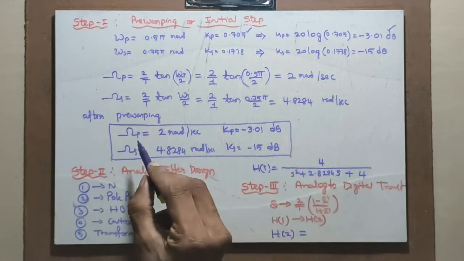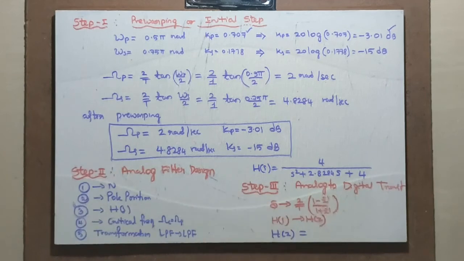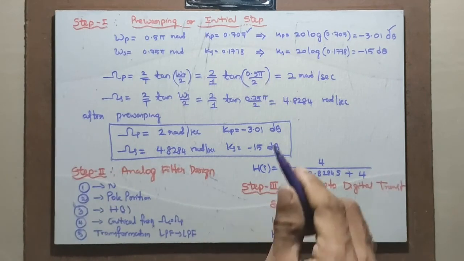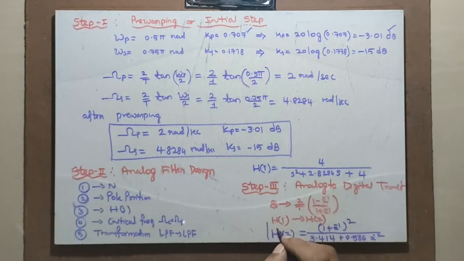You see, Ωp, Kp, Ωs, Ks: it is Example 1 and 2 only. The initial data given is changed. That's all. H of z comes out to be (1 plus z raised to minus 1) whole squared, whole divided by 3.414 plus 0.586 z raised to minus 2. This is my answer.